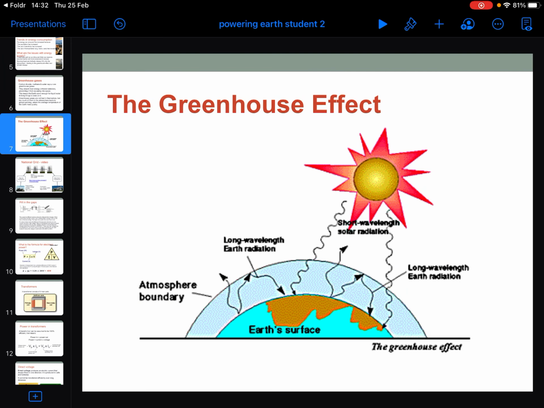So here's a lovely diagram just showing that. You've got infrared waves coming from the sun, going down to the Earth. Some of them are then reflected back off of the Earth and would normally escape through the atmosphere, but instead they are unable to escape because they are trapped by that layer of greenhouse gas.